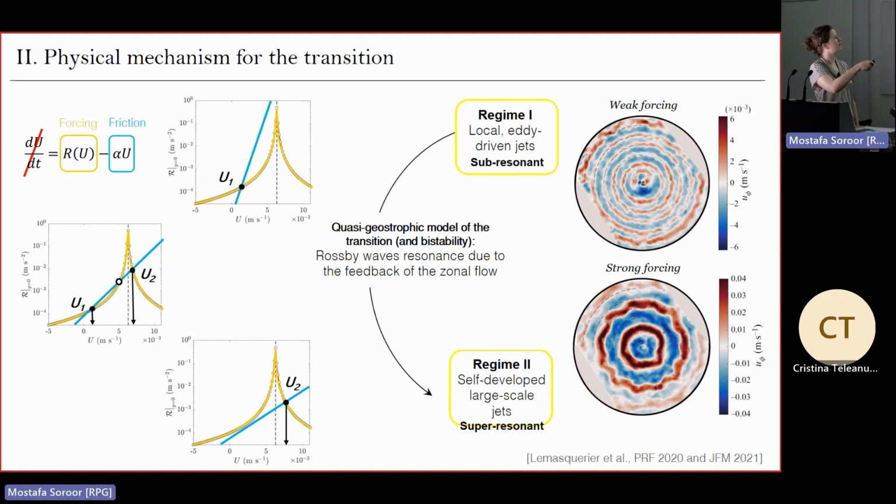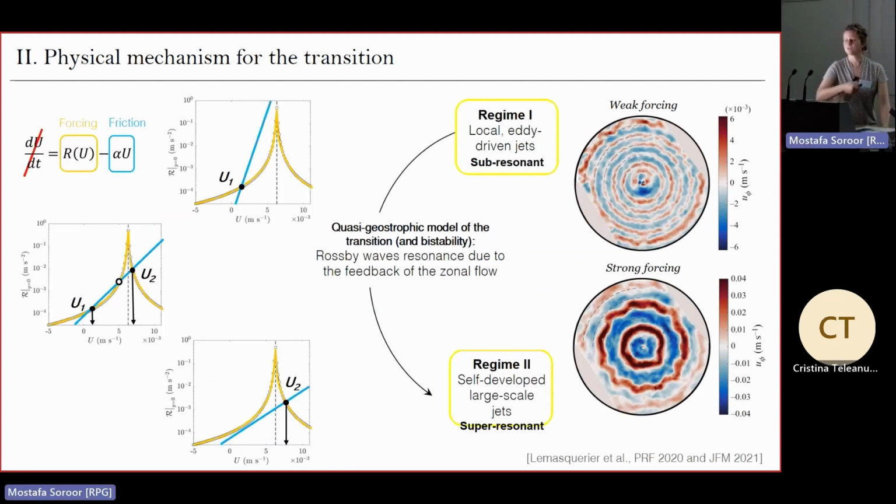If the forcing is high or the friction is low, I can have only a super-resonant solution, U2, and this would correspond to regime 2. And I can be in an intermediate case where I have 3 stationary solutions, one of which is unstable, and so U1 and U2 correspond to the bistability, regime 1 and regime 2, and this shows that you can have bistability with this model.